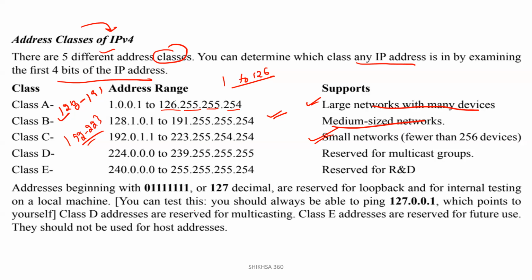Addresses beginning with 127 decimal are reserved for loopback and for internal testing on a local machine. You can test this: you should always be able to ping 127.0.0.1, which points to yourself. Class D addresses are reserved for multicast. Class E addresses are reserved for future use and should not be used for host addresses. Basically, the first three classes are used for host addresses.